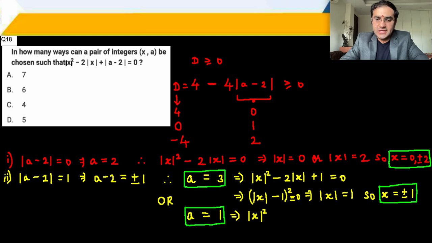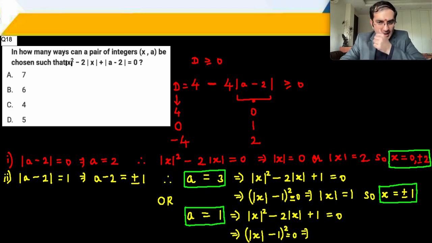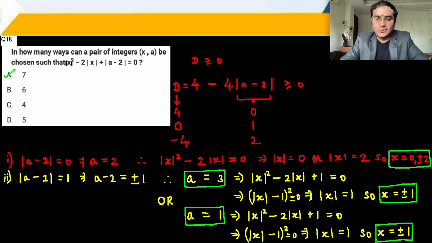Next case. Put a equal to 1, you'll get the same expression actually. Exactly, everything will come the same. And x is plus minus 1. But the difference now is that x is plus minus 1 for a equal to 1. So total solutions: 3 solutions for a equal to 2, 2 solutions here for a equal to 3, 2 solutions here for a equal to 1, and finally you have a total of 7 solutions.